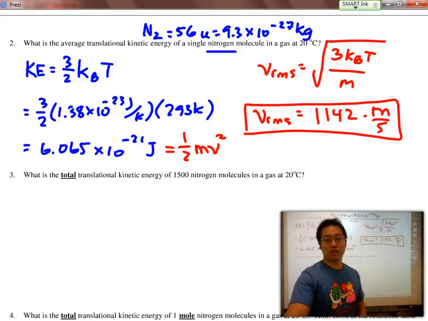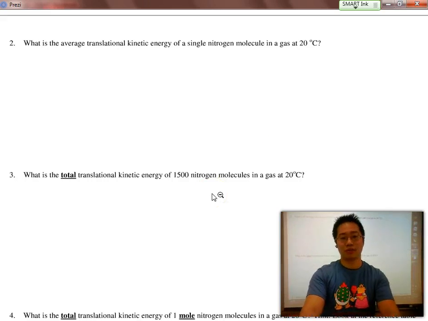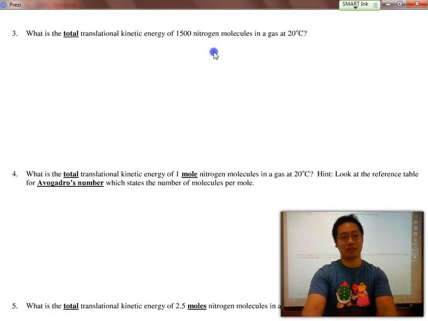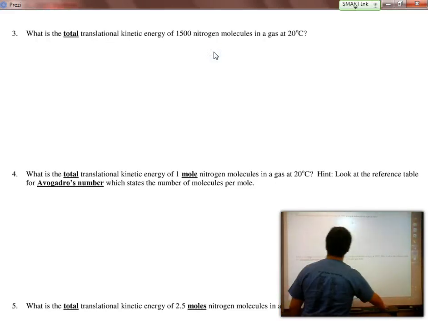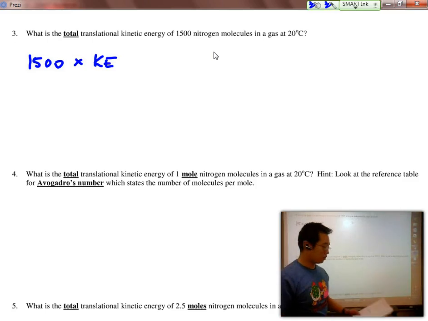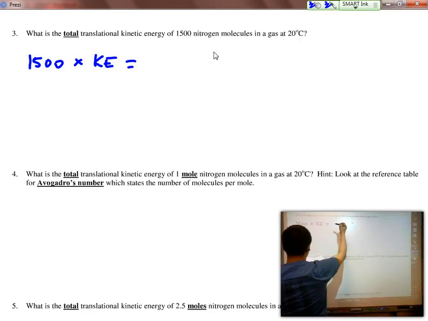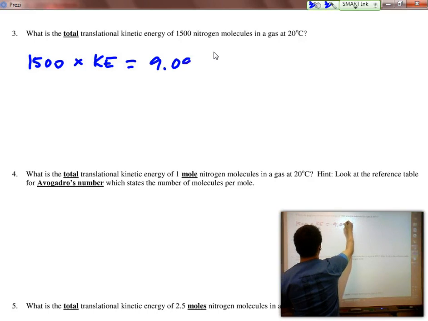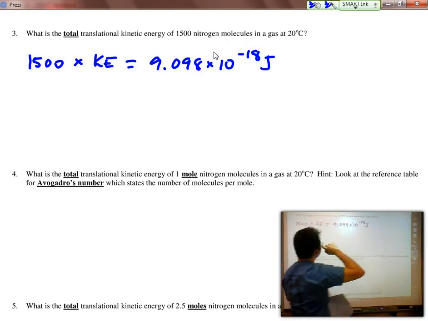The next part of the question simply asks us, well, what if you have 1,500 nitrogen molecules in the gas? Well, in this case, if you're just looking for a total of 1,500 gas molecules, then it would just be 1,500 times the kinetic energy of one gas molecule, which you had previously solved to be 6.065 times 10 to the negative 21st. So in this case, we just multiply it with a nice, easy answer of 9.098 times 10 to the negative 18 joules.